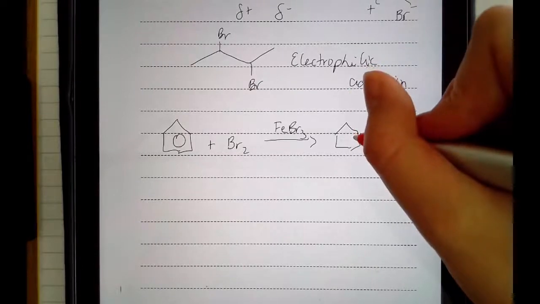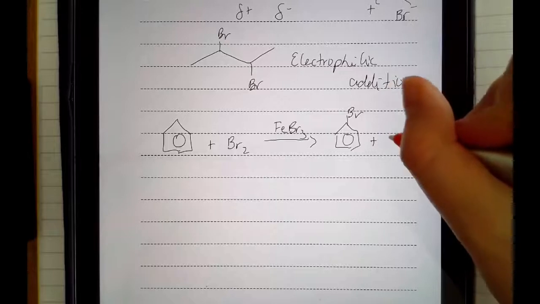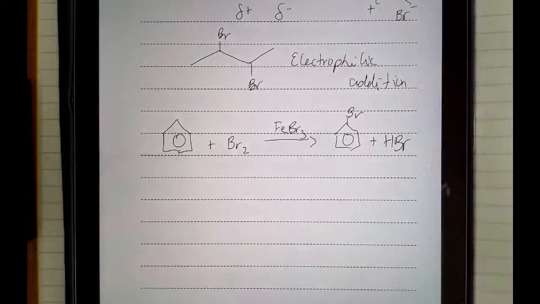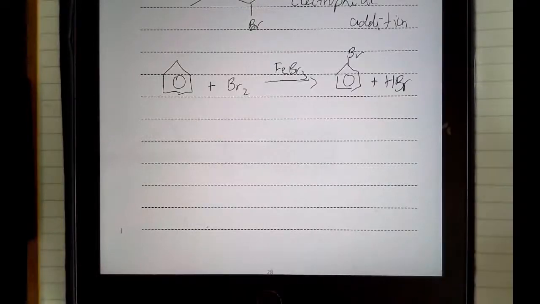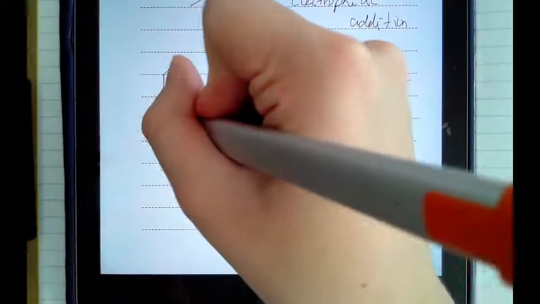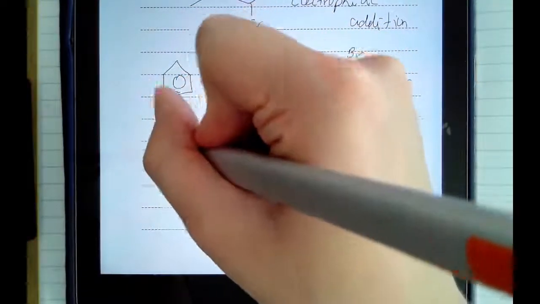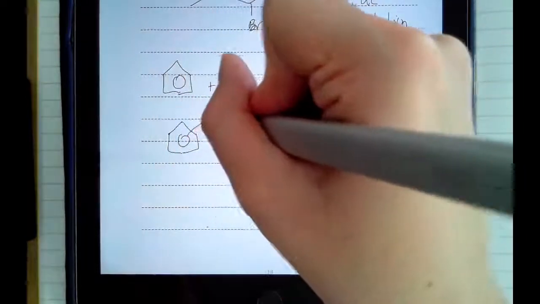And I'm going to write my final product first. And then I'm going to show out my mechanism. You wouldn't need to show the entire mechanism with the step 1, the step 2, and the step 3. The step 2, where the benzene actually reacts, that will be the important part. So I'm going to show it reacting with a bromine with a positive charge.